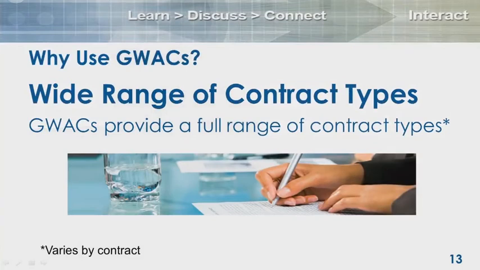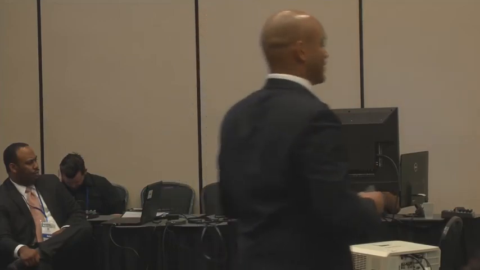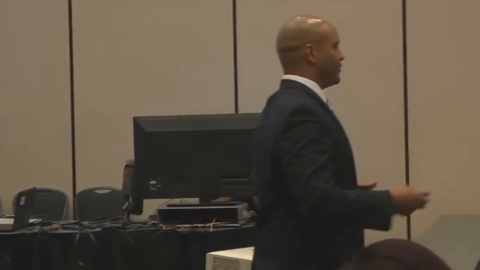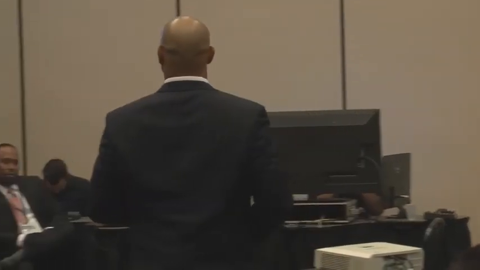Contract types: firm fixed price, time and material, labor hour, cost reimbursement on some of our GWACs, or a combination of the 3 or 4. So really the point I'm trying to drive home is that there's total flexibility with the type of contract that you can issue when using a GWAC.